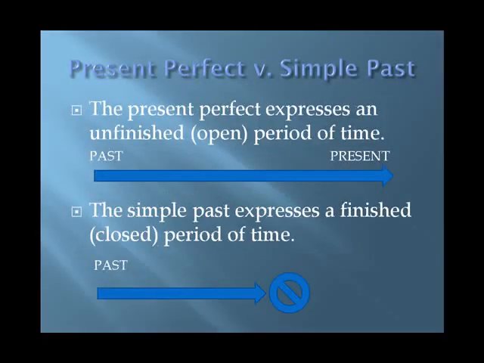So when we contrast these two tenses, we see that the present perfect expresses an unfinished or open period of time. The simple past expresses a finished or closed period of time.